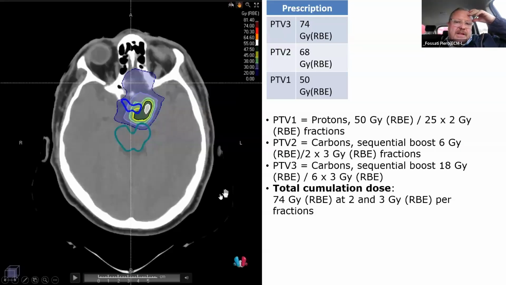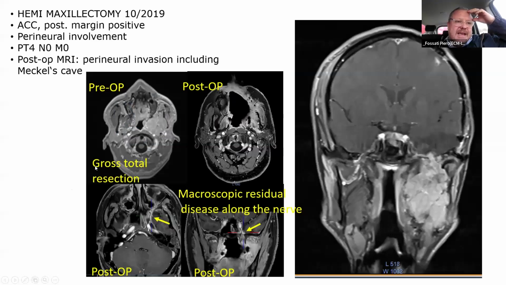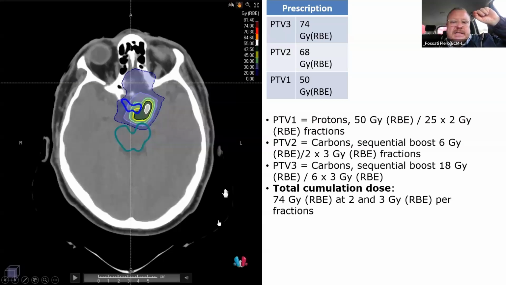So just 50 gray of protons or photons according to the availability, etc. And then we just give the boost, 24 gray in fractions of 3, to the macroscopic disease. And then there is our attempt to try to get a little bit of a compromise in some patients.